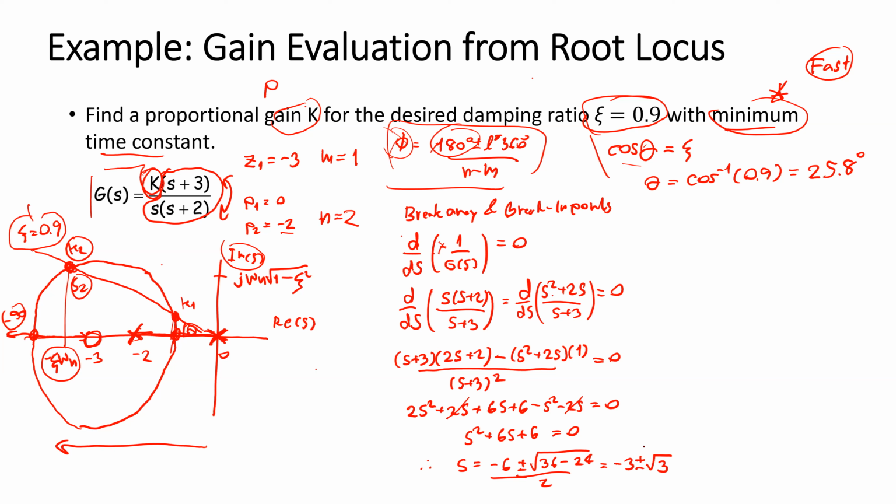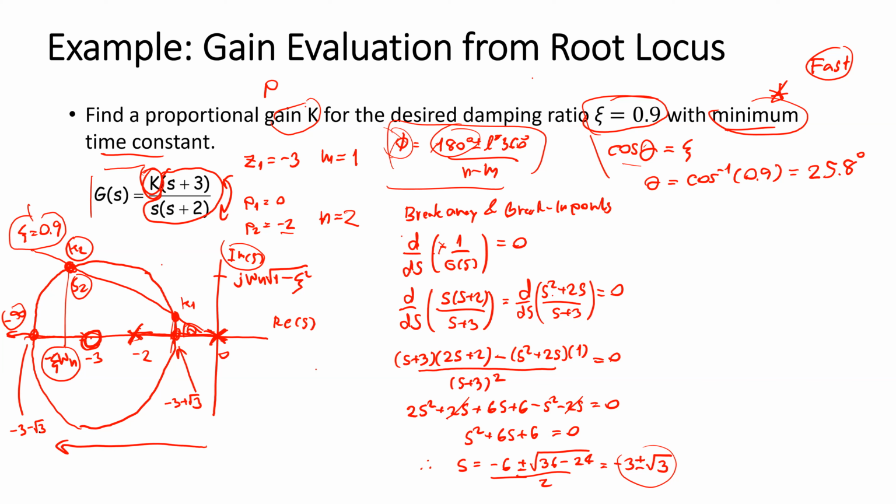Now it seems like we have the break-in and the breakaway point. It seems like we have a circle that has the center at 0 and -3. -3 plus square root 3 will be the breakaway, and -3 minus square root 3 gonna be the break-in point.